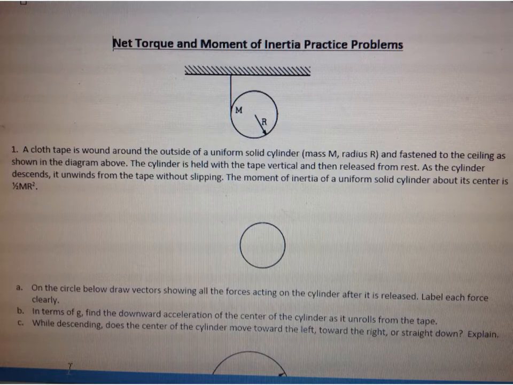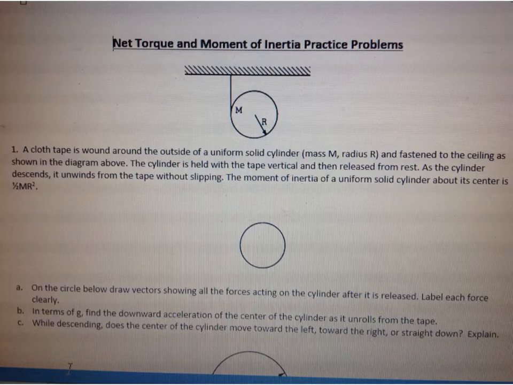So for this problem, we have a disc that has a ribbon wrapped around it, and we're going to release it, and then what will happen is it will fall down and unravel as it falls. So for part A, we have been asked to draw a free body diagram showing all the forces acting on the disc as it falls.